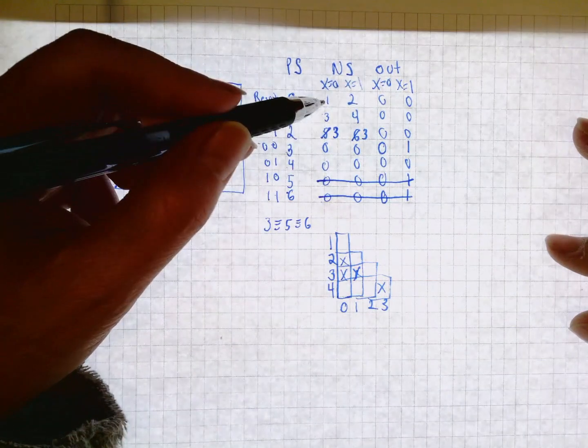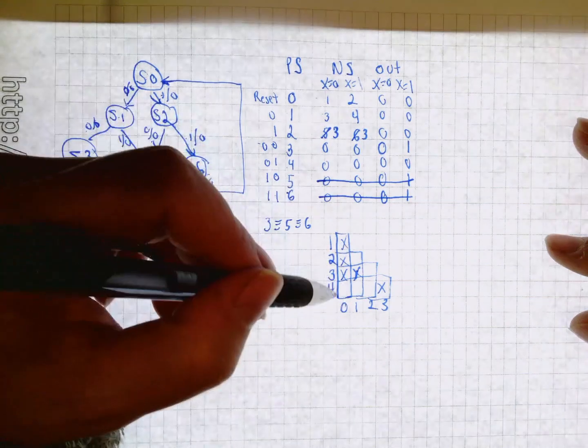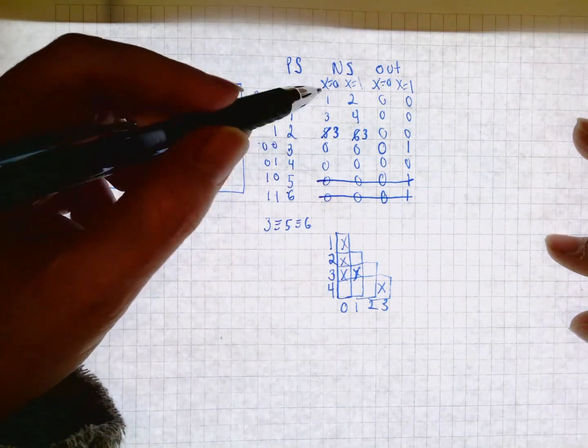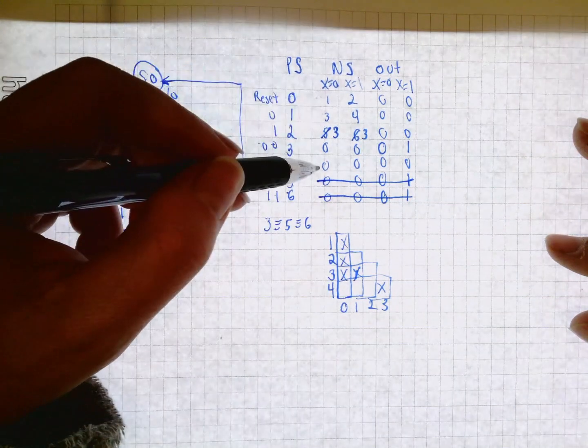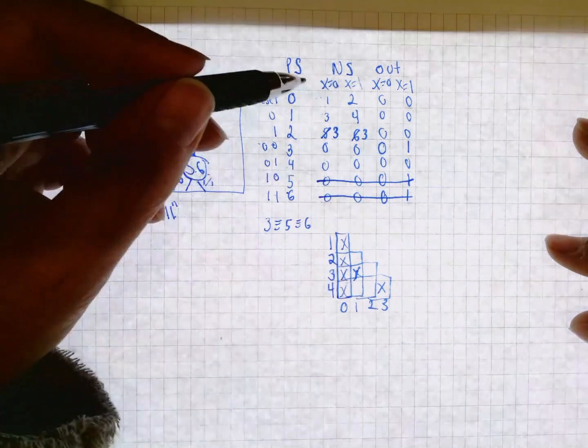Let's look at 0 and 1. 0 and 1 is true if 1 is equal to 3. We know it's not. 0 and 4, we look at 0 and 4, and that's true if 1 is equal to 0. 1's not equal to 0, therefore that's out.